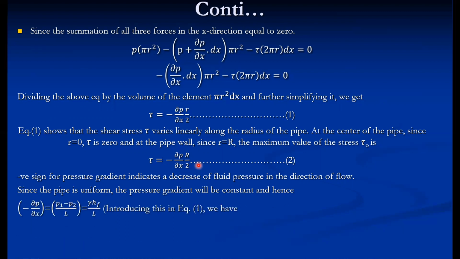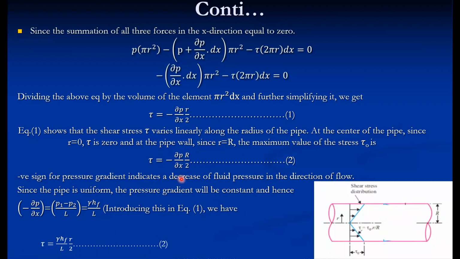So it is constant. Further, we can simplify minus ∂p by ∂x, which is also equal to P1 minus P2 by L. P1 minus P2 is nothing but gamma into hf divided by L. Introducing this in equation 1, we get tau equal to gamma hf by L into r by 2. So there are two possible expressions of tau: one in terms of head loss due to friction and one in terms of pressure gradient.